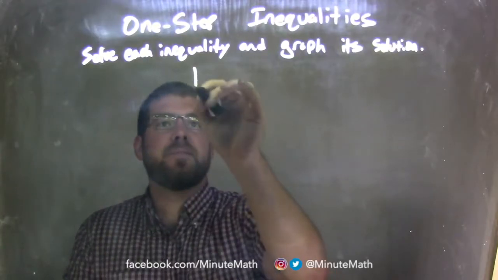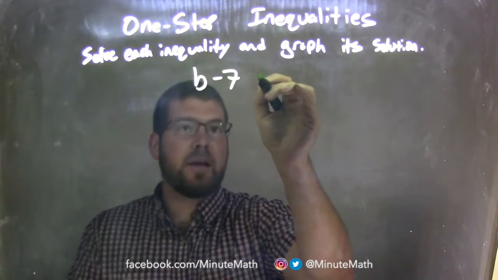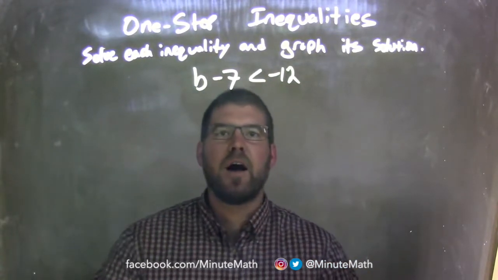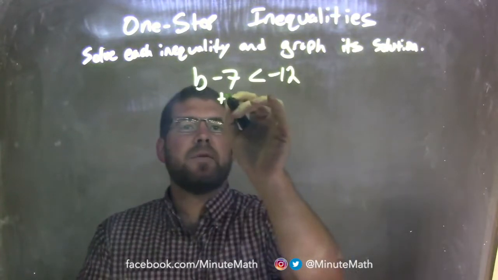b minus 7 is less than negative 12. So b minus 7 is less than negative 12. I'm going to add a 7 to both sides.